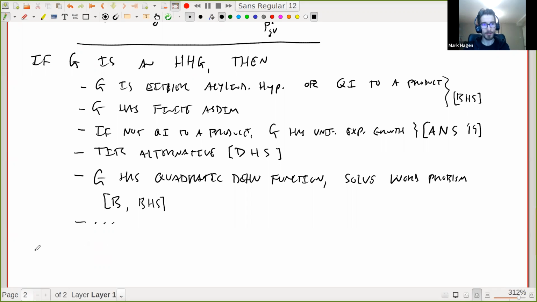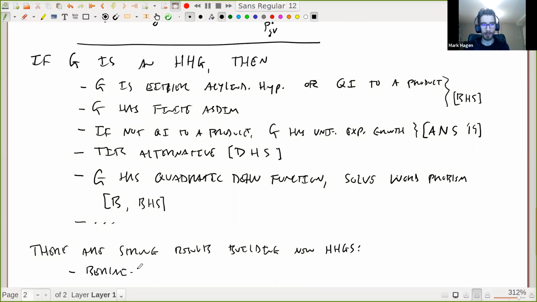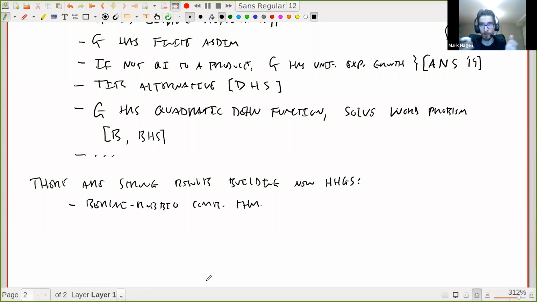So there are strong results building new HHGs. You just heard about one of them: Berlai and Robbio's combination theorem. If you start with a bunch of HHGs and make a graph of groups in a suitable way, you get another HHG.